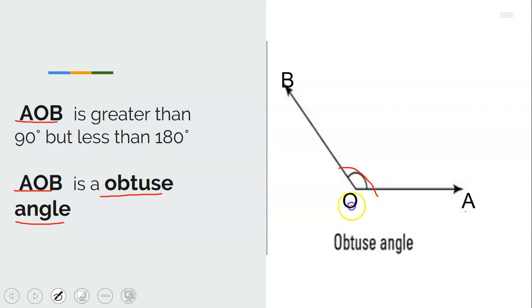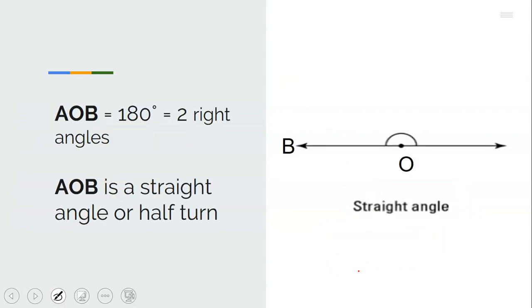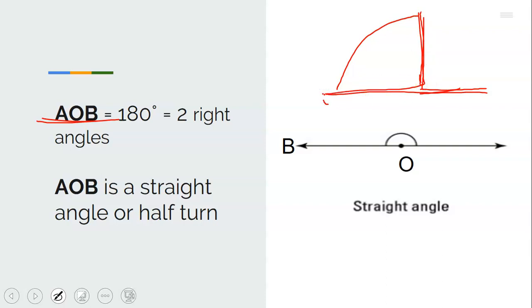OA, OB. You can see the amount of turn will determine the type of angle you will have between the two lines. But in this case, we have an obtuse angle. Now, we can also have a straight line. When the angle turns completely to form a straight line, this is when you have two right angles joined together, we have a straight angle.